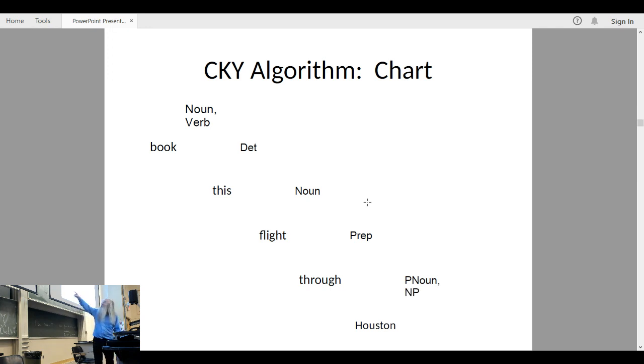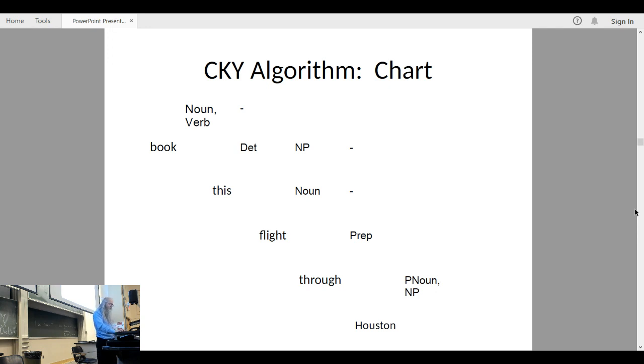And of course, the one at the end is also an NP. Houston is a proper noun, and a proper noun then goes up to a noun phrase. There's nothing that can be joined at the top by trying to put book and this together, because that's not a constituent. Okay, but this flight is a valid NP, by putting together the determiner and noun. There's nothing that can put flight and through together because they're subparts of other things. There's nothing that can put this flight through together.